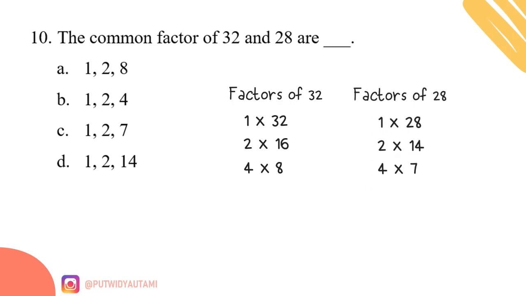Number 10. The common factors of 32 and 28 are... list the factors of 32 and list the factors of 28. Then, yeah, find the common factors: 1, 2, and 4. So the answer is bingo! B.